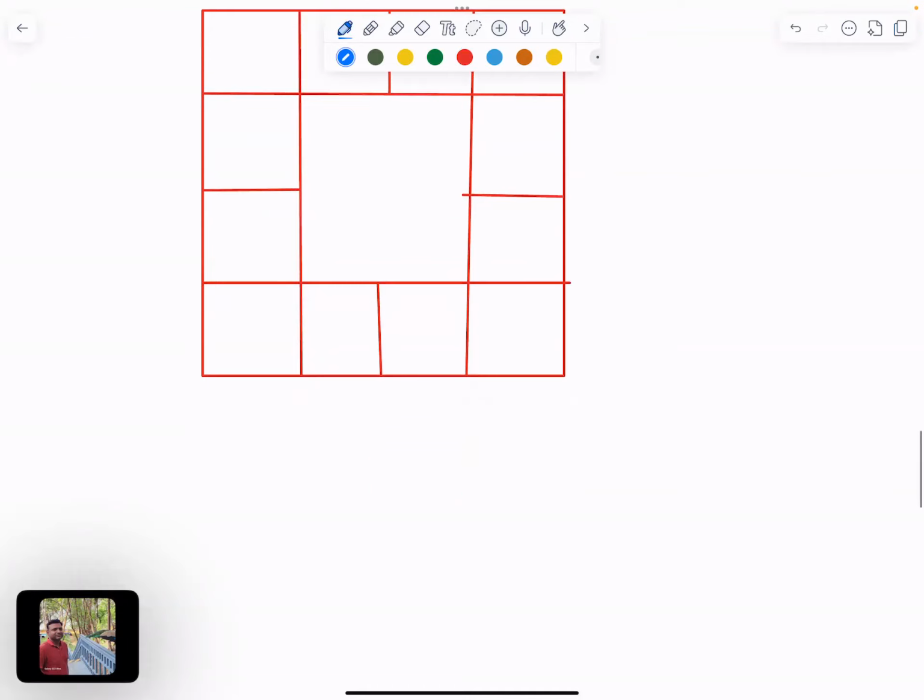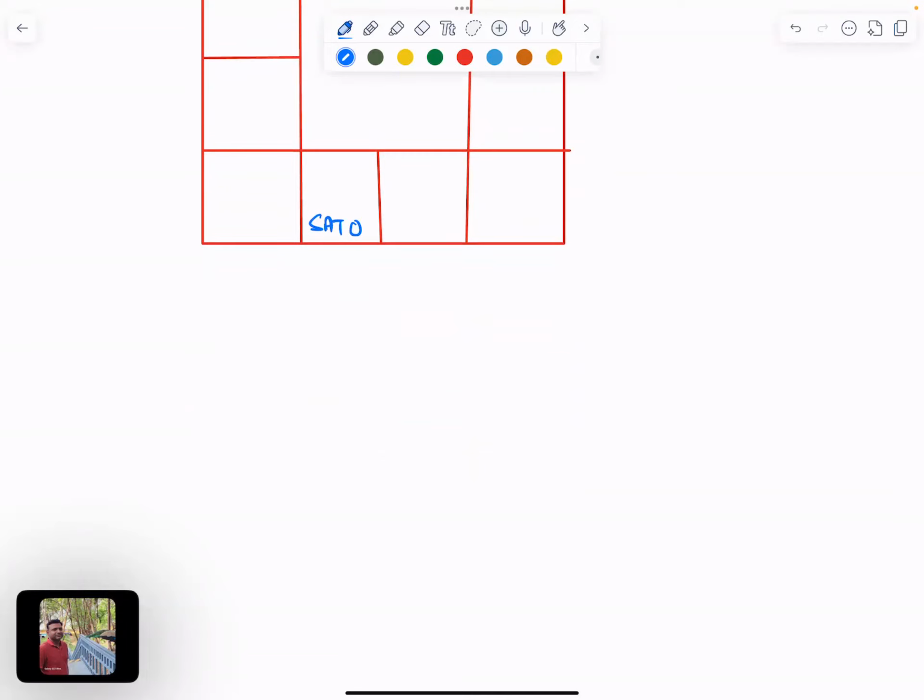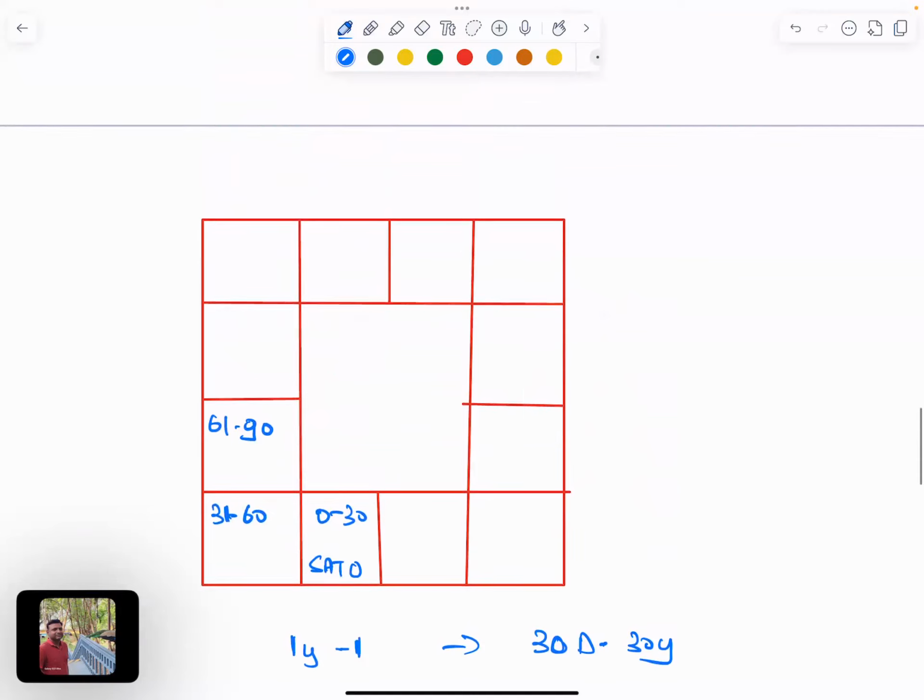Now, this Saturn, let us assume it is at 0 degree. That means every 1 year it will travel 1 degree. So it has to travel 30 degrees, which means it will take 30 years. So 0 to 30, 31 to 60, 61 to 90, like that it will go.